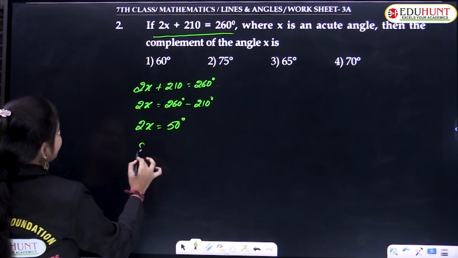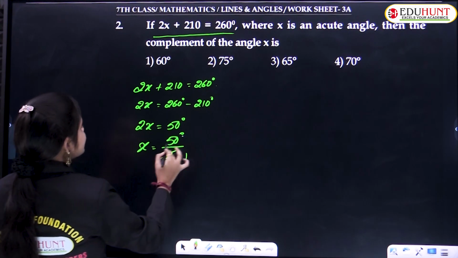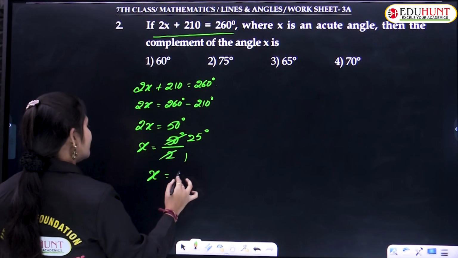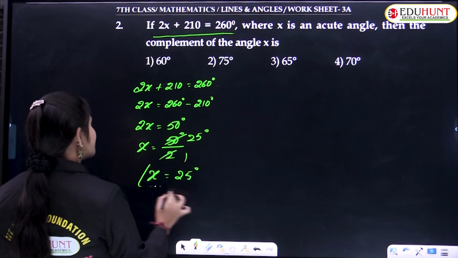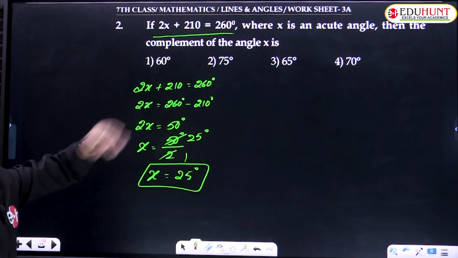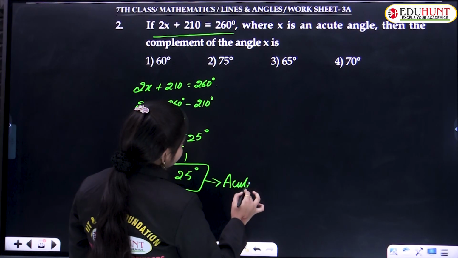Okay. Now here x is equal to 50 degrees by 2. 2 ones are 2 and here 2 twenty-fives are 50. Then x is equal to how much? 25 degrees. That is what they asked in the question. Now x is equal to 25 degrees, which means it is an acute angle only.